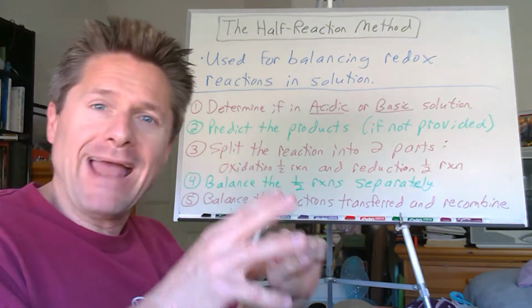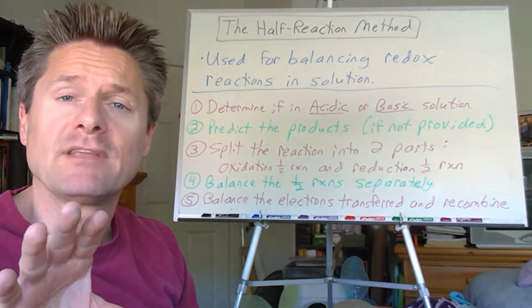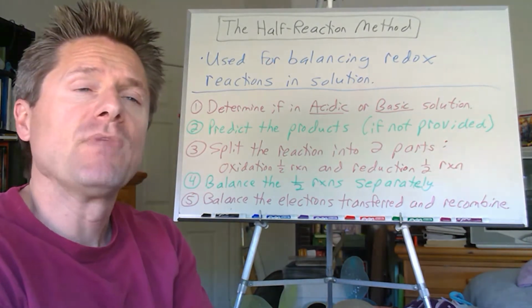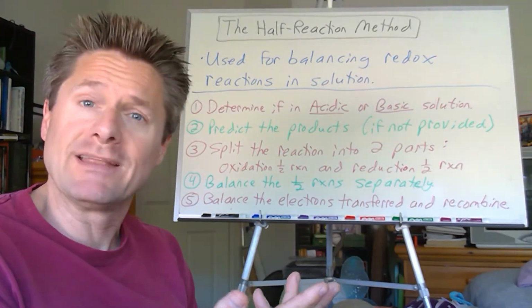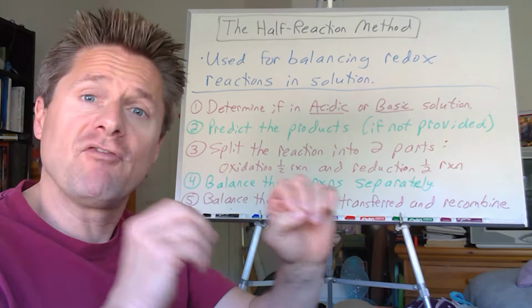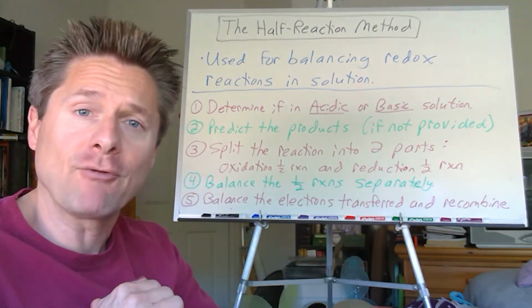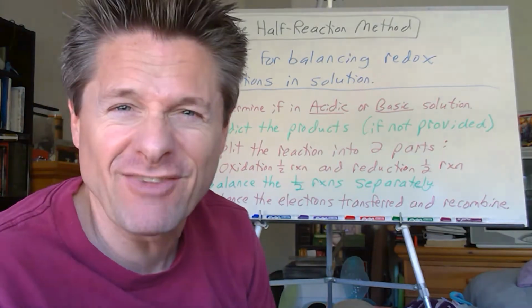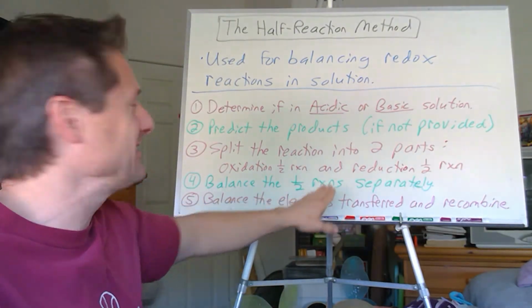Then we're going to balance the oxidation half reaction by itself, because it's more simplistic, using those 11 steps. And then we're going to balance the reduction half reaction by itself, because it's simplified. Once we're happy with those two half reactions, that's why it's called the half reaction method. Balance the half reactions separately.